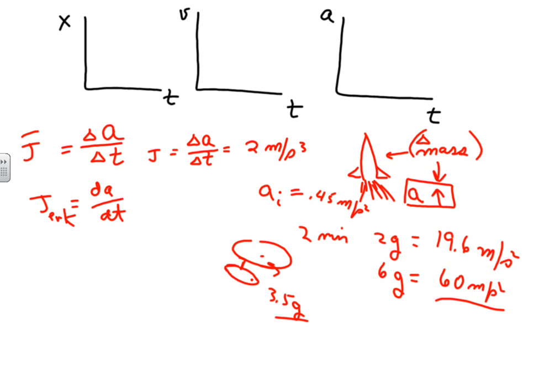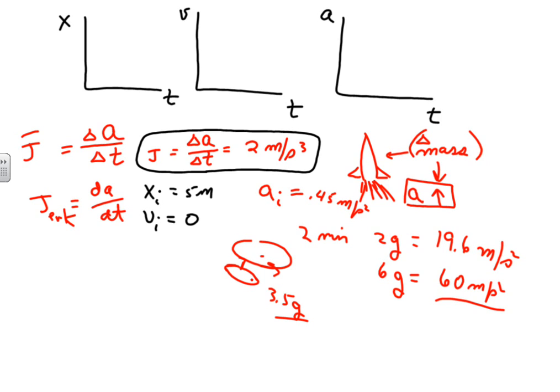All right, so I've been stalling. What I want you to do is pause the video and see if you can take a really good hypothesis, a real good guess on what these 3 graphs look like for a constant change in acceleration, a constant jerk. The acceleration is changing by 2 meters per second every second. We can say it starts from rest, and that x initial is 5 meters and v initial is still 0, but now the acceleration is not constant, the acceleration is changing. So try that one. Pause the video and give it a shot.